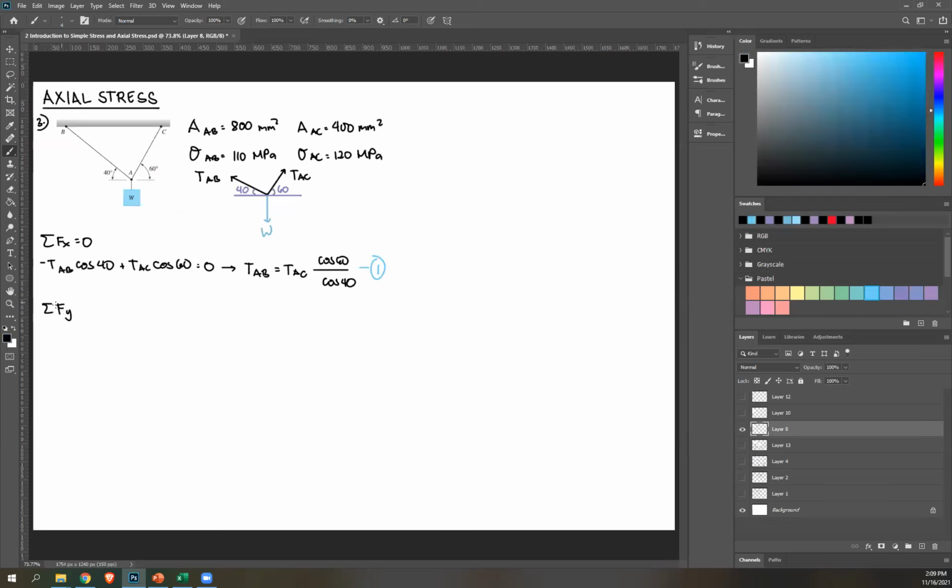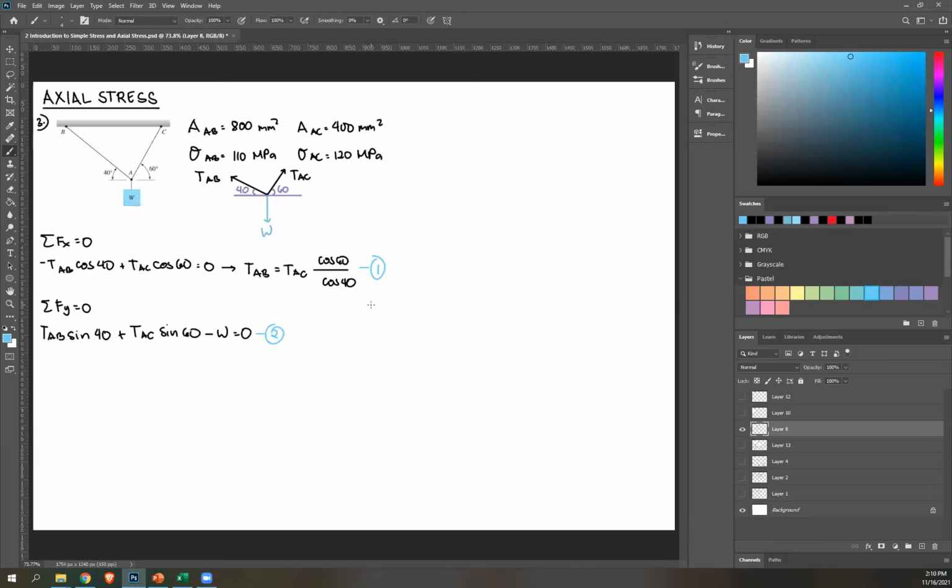Summation of forces Y equals 0. Again, let's start with AB. It's upward, therefore positive. We're looking for vertical components, so that's sine 40. TAC is also upward, so positive TAC sine 60. And then the weight is downward, so minus W equals 0. Let's call this equation 2.